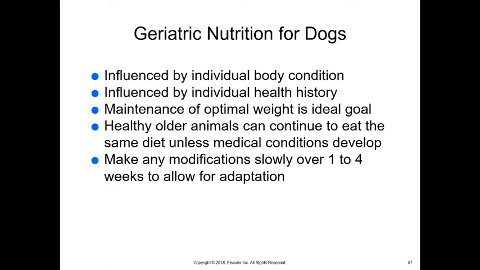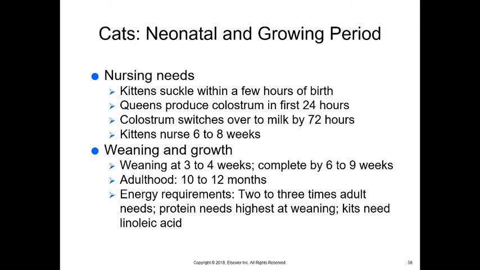Healthy older animals, unless we have a medical condition, we want to make modifications slowly over 1 to 4 weeks to allow for adaptation. Anytime we switch food from one food to another, we want to take several weeks to do that.